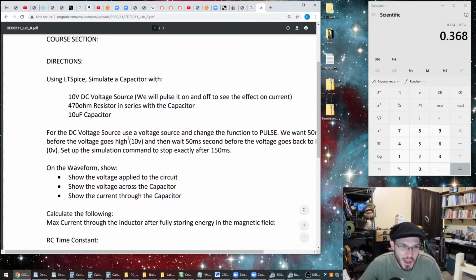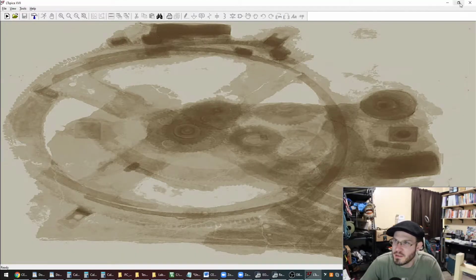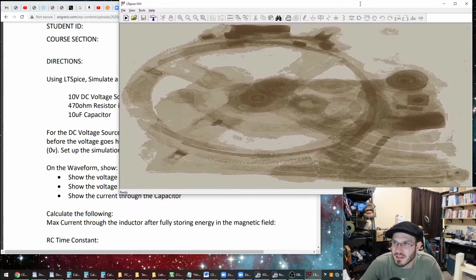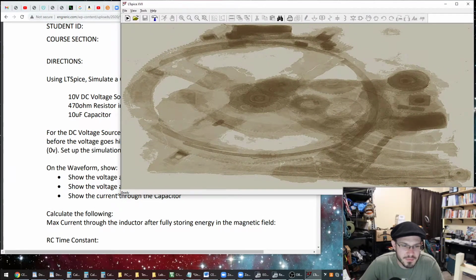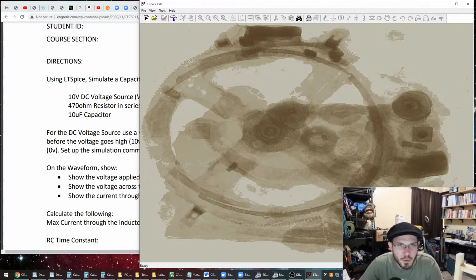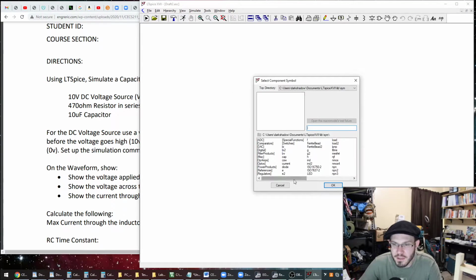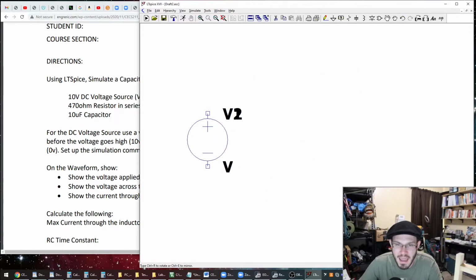Okay, so let's go ahead and open up LT Spice. Please run through this with me. We're going to go File, New Schematic. Let's add a voltage source. Hit F2, slide that all the way to the end, select voltage, hit OK, and place that down. Left click and escape to stop placing voltage sources.